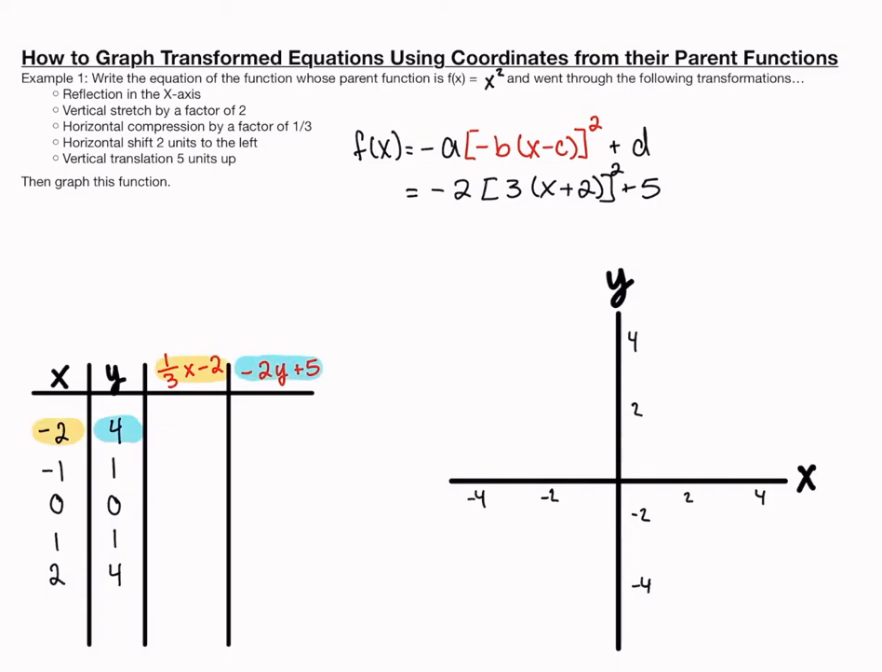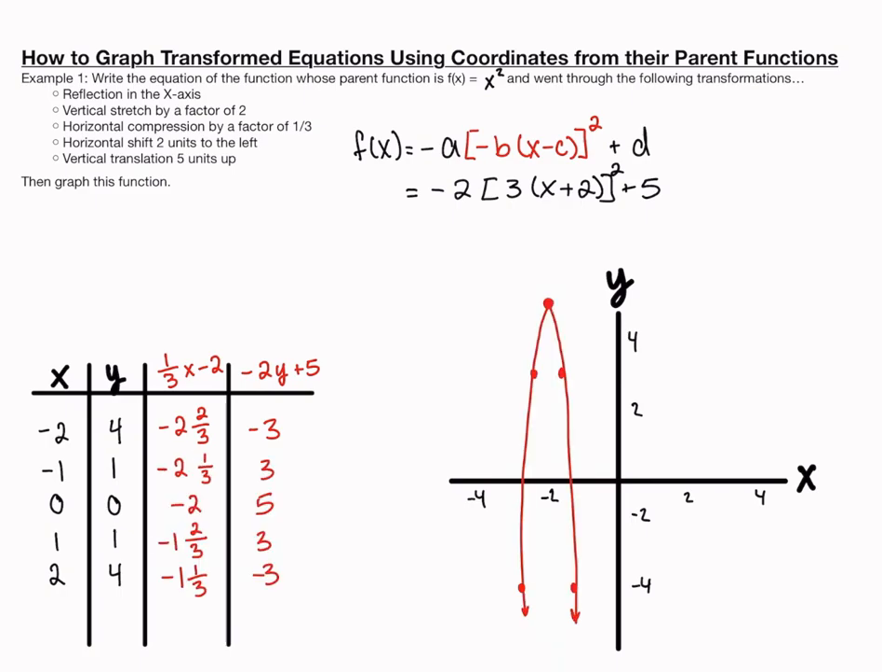If we look at our first coordinate, (-2, 4), we can see that it has an x value of -2 and a y value of 4. So to transform this coordinate, we have to apply the horizontal transformations to our x and our vertical transformations to our y. 1/3 times -2 is -2/3. Minus 2 is -2 2/3. -2 times 4 is -8, plus 5 is -3, and that is how you get your new transformed point. When you do this enough times, you get to see the coordinates of your transformed function. So this is the graph of f(x) = -2(3x + 2)^2 + 5.